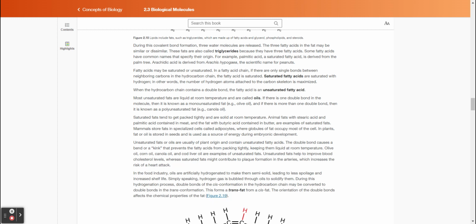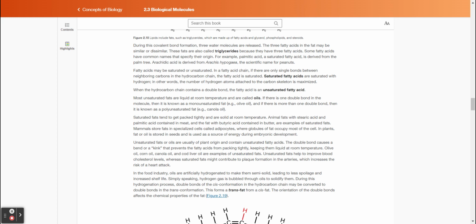Some fatty acids have common names that specify their origin. For example, palmitic acid, a saturated fatty acid, is derived from the palm tree. Arachidic acid is derived from Arachis hypogea, the scientific name for peanuts.